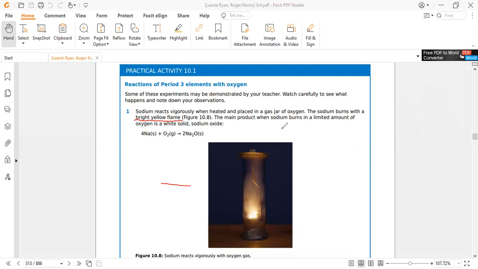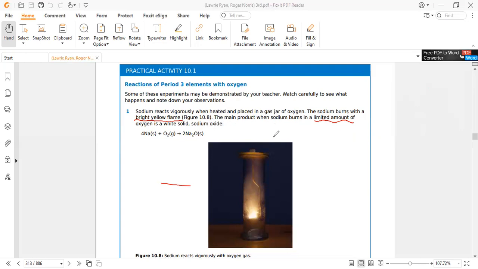The main product when sodium is burned in a limited amount of oxygen is white solid sodium oxide. Irrespective of the product, the color of the oxides formed is mostly white. So you may write these two observations.